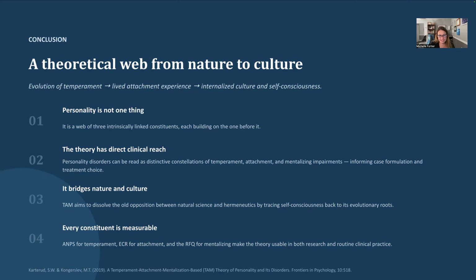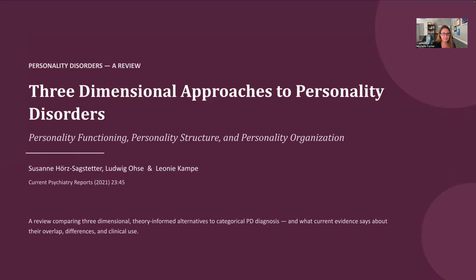ANPS for temperament, ECR for attachment, and the RFQ for mentalizing make the theory usable in both research and routine clinical practice. Now, on to the last article. This one is three-dimensional approaches to personality disorders: personality functioning, personality structure, and personality organization.